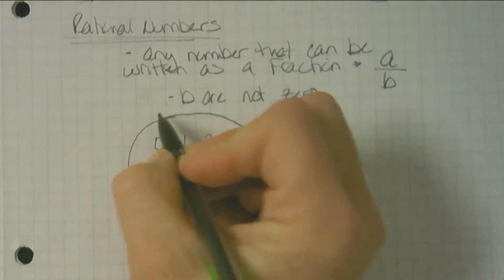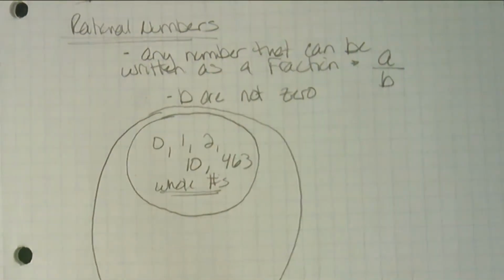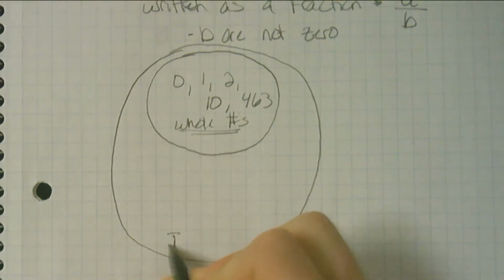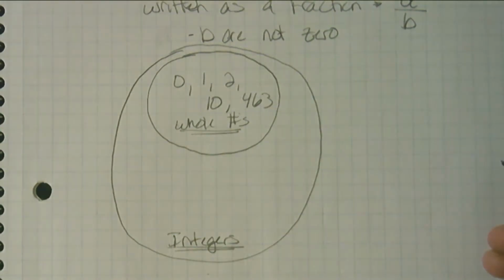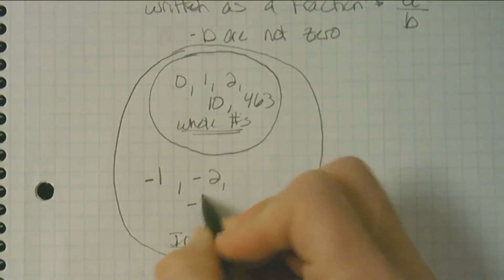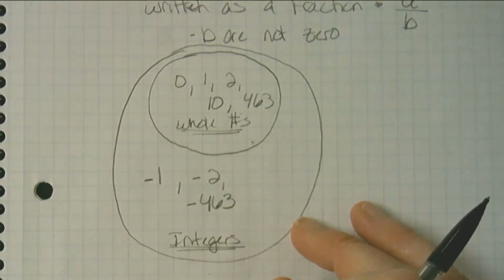All right. The next grouping that includes those whole numbers, these are called integers. These were introduced to you guys as that name last year. Integers are like -1, -2, -463. So integers are all of our whole numbers and their negative partners.